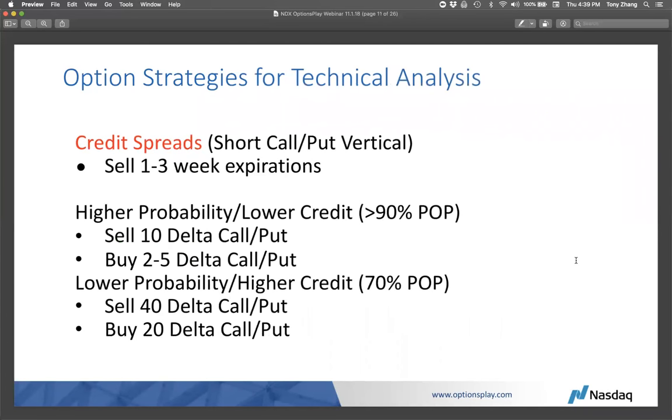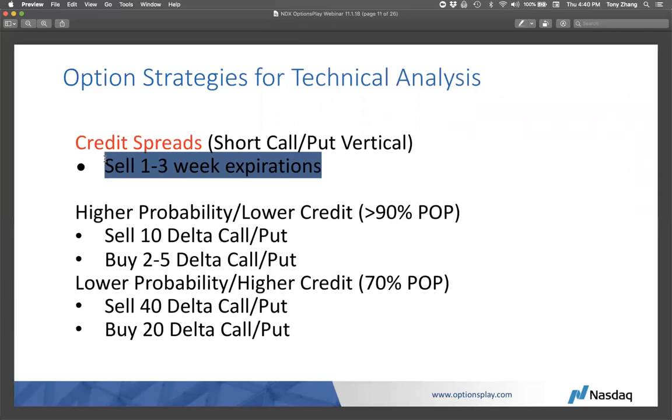The third strategy is credit spreads. This is a slightly more advanced strategy. And there's generally two ways that you can trade credit spreads, but this is referring to short call or put verticals. For these types of strategies, you generally want to sell shorter dated options because you want to take advantage of that fast accelerating time decay. So usually selling 1 to 3 week expirations, specifically for index options too.